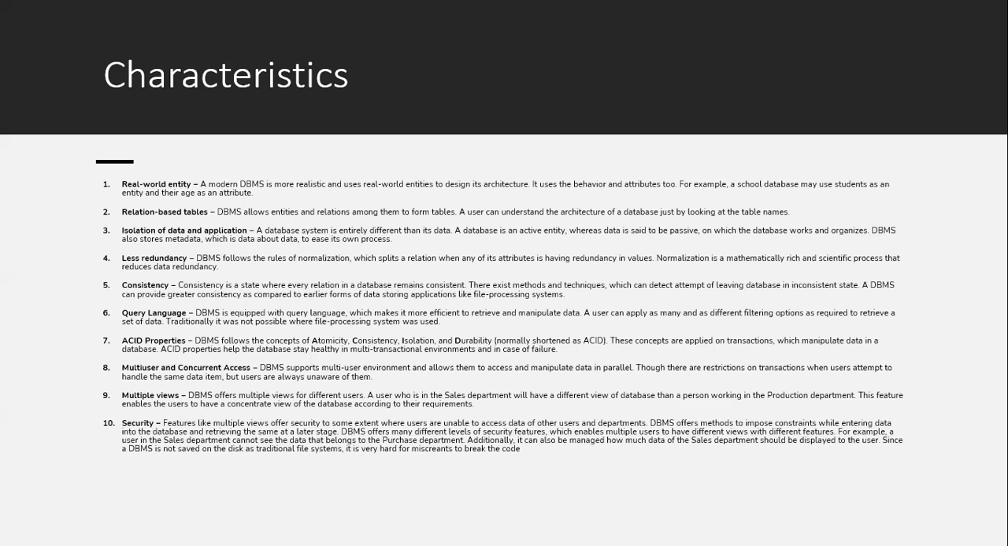So the main characteristics of a database: a database is self-describing in nature, with insulation between program and data, and it supports multiple views of data, sharing of data, and multi-user transactions in the database.